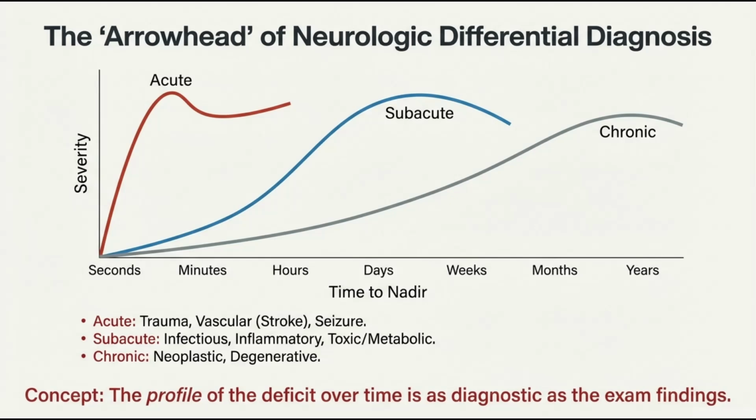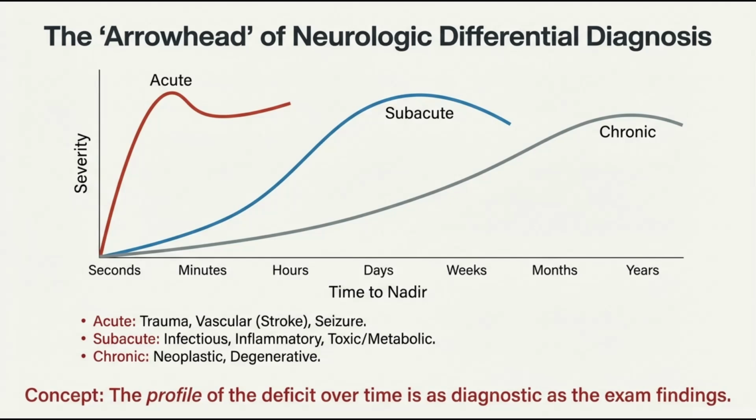And finally, chronic, which is months to years. That is cellular failure. It's neurons dying off one by one, Alzheimer's, Parkinson's, ALS, or maybe slow compression from a benign tumor. The slope of the line gives you the category of disease.